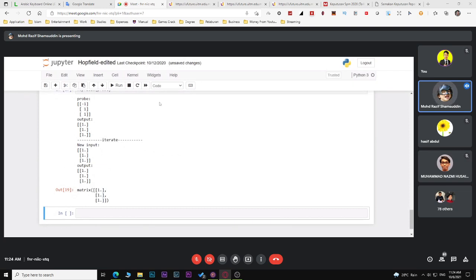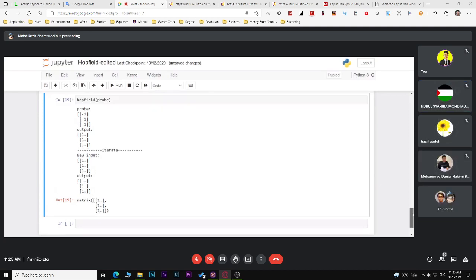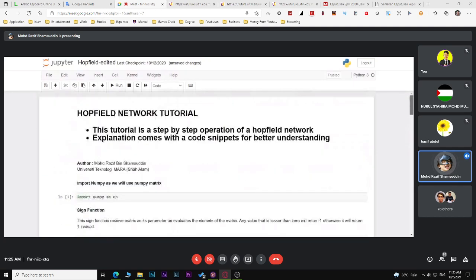This actually happen. Nampak tak, dia iterate. So -1, 1, 1 akan hasilkan output 1, 1, 1. Sama tak dia punya input dengan output? Tak sama. So bila tak sama, dia iterate. Okay, dia iterate. Apa yang berlaku adalah output menjadi input. So the new input is 1, 1, 1 menghasilkan output 1, 1, 1, which is sama ke tak? Sama. So bila sama, dia berhenti. Okay, nampak tak? Simple tak program dia? Very straightforward, right?